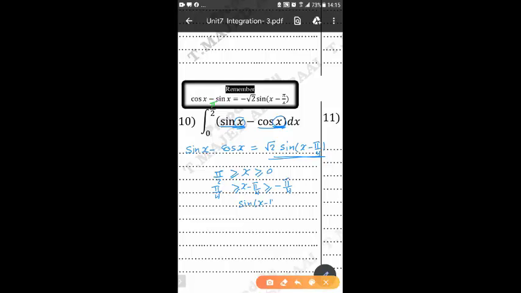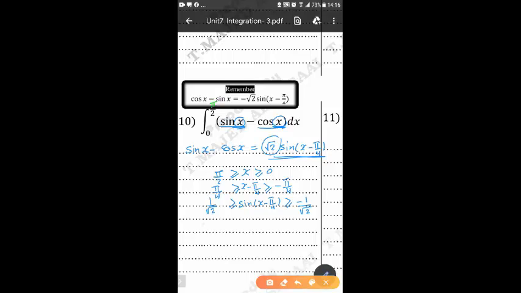Sine minus pi over 4. Sine pi over 4. It is 1 over root 2. Sine minus pi over 4. What do you think? It is minus 1 over root 2. And that thing, we studied this thing in unit 1. You remember that, don't you? Sine 45 is 1 over root 2. Sine minus 45 is minus 1 over root 2. Good.